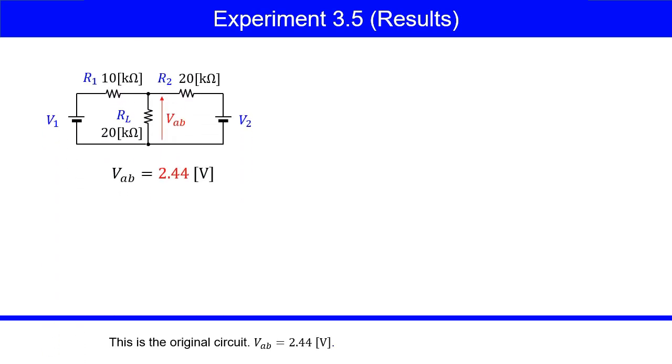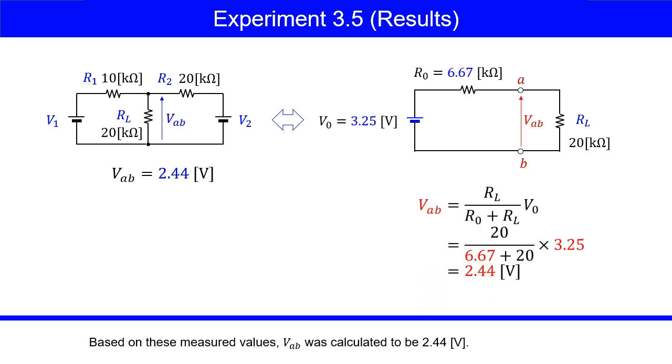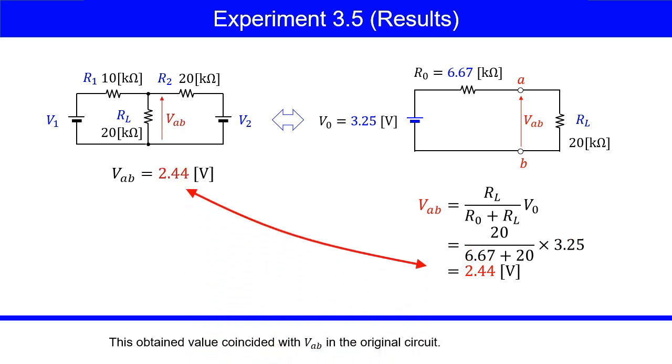This is the original circuit. VAB was 2.44 volts. This is the equivalent circuit. V0 was 3.25 volts, and R0 was 6.67 kilo ohms. Based on these measured values, VAB was calculated to be 2.44 volts. This obtained value coincided with VAB in the original circuit.